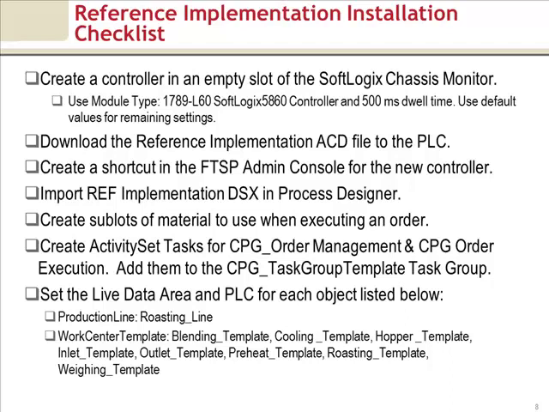Finally, in the Foundation Server Hierarchy Object Editor, you'll need to open the objects listed in the last checkbox here in the reference implementation checklist. You'll need to open each one, shown here, and set the live data area and the PLC. The objects that need edited are the roasting line production line and the following work center templates: blending template, cooling template, hopper template, inlet template, outlet template, preheat template, roasting template, and weighing template.